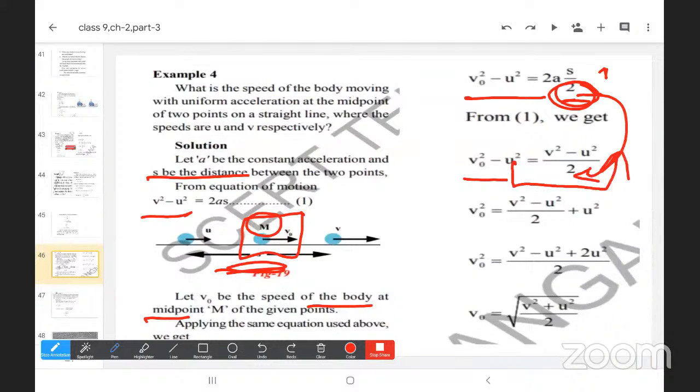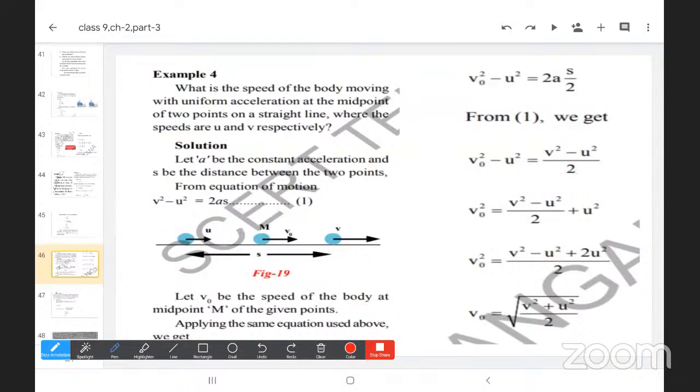So here we are finding the midpoint speed, which is in between initial velocity and final velocity. From this we can write V naught square equals V square minus U square plus 2U square by 2. When we take this square to this side, we'll get a root. So V naught equals root of V square plus U square by 2, because minus U square plus 2 U square becomes U square.